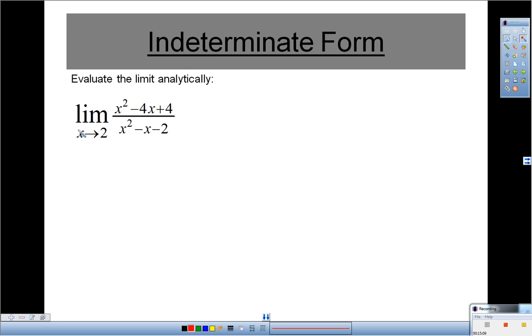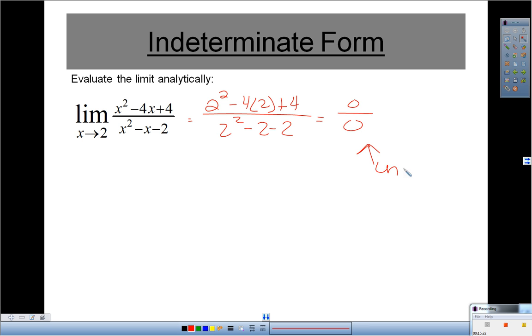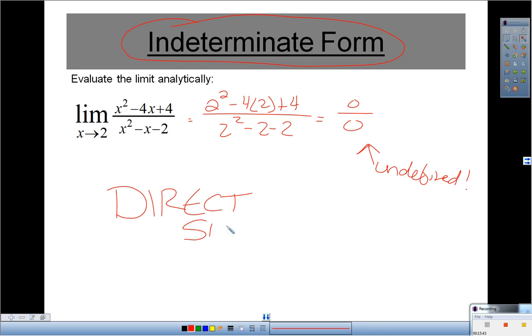All right, let's say I want you to find the limit as x approaches 2 of x squared minus 4x plus 4 over x squared minus x minus 2. So if I do direct substitution, I'm going to have 2 squared minus 4 times 2 plus 4 over 2 squared minus 2 minus 2. Well, if you work this out, you would end up getting 0 over 0, which is undefined, and more importantly, it's called indeterminate form. And so when this happens, unfortunately, direct substitution in this case fails.